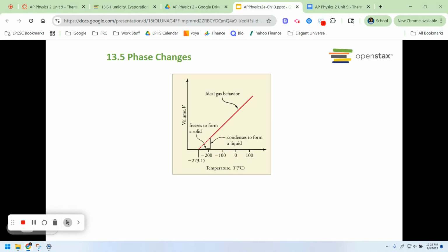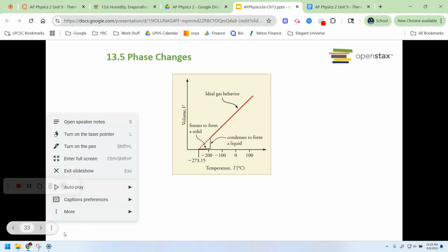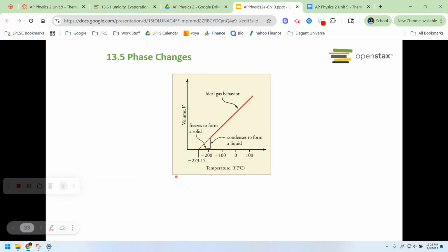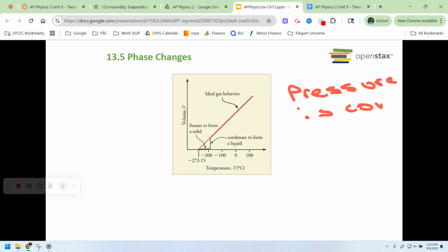So a lot of these ideal gas law things, the reality of it is we can approximate things, but the universe is very dynamic. So here in this one, the pressure is constant. Okay, and so you see a linear straight line there, and that represents the ideal gas behavior.